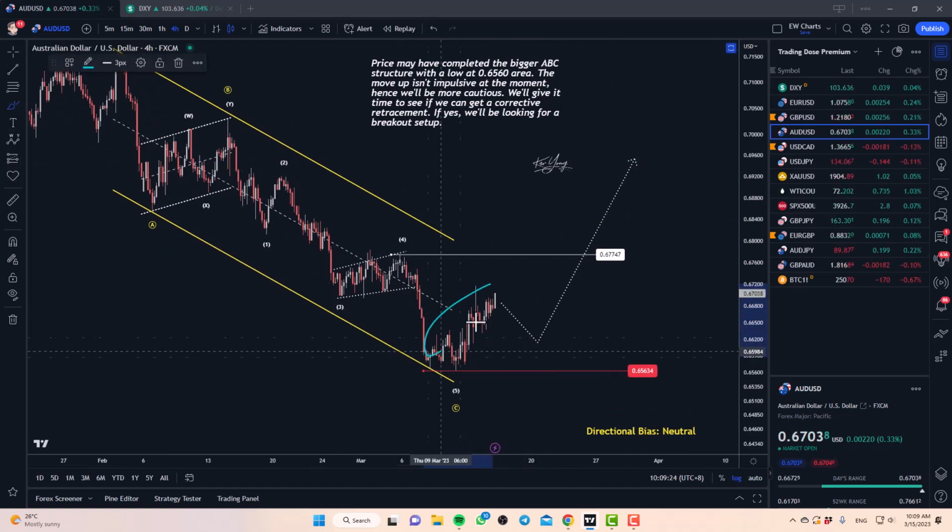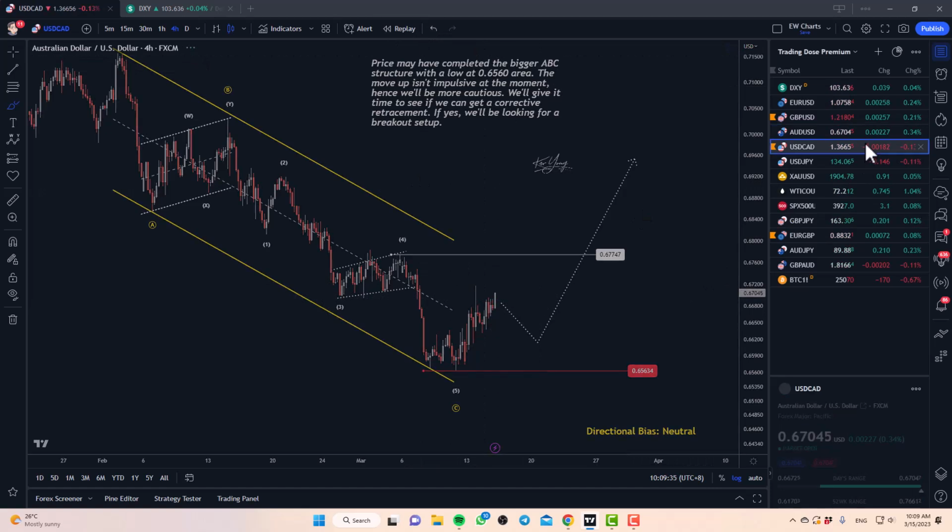But right now, obviously, this is not the best, not the clearest impulsive move, so we'll just give it a little bit more time, right? Anyway, this is not a buy trade setup, okay? So just be patient, wait it off.